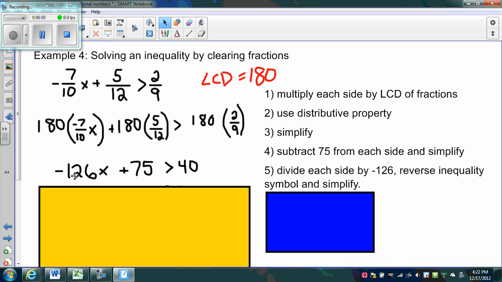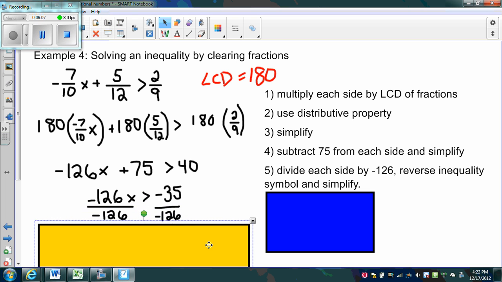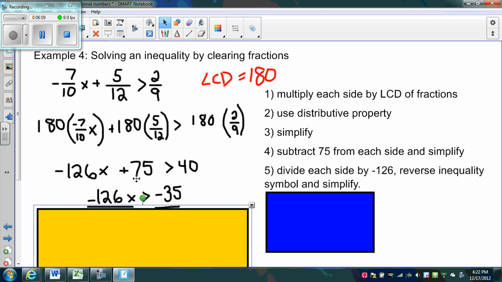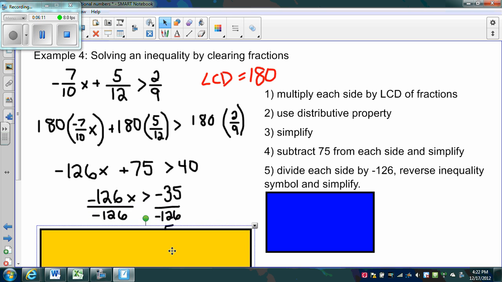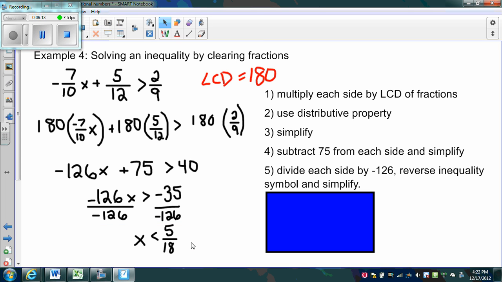So we're left with negative 126x plus 75 is less than 40. We can then go ahead and subtract 75 from both sides, and then divide by negative 126, and end up getting x is less than 5/18. Take your time going through these steps. I kind of rushed through them, but you should be able to follow along and figure out each step. And I've also written it out here.